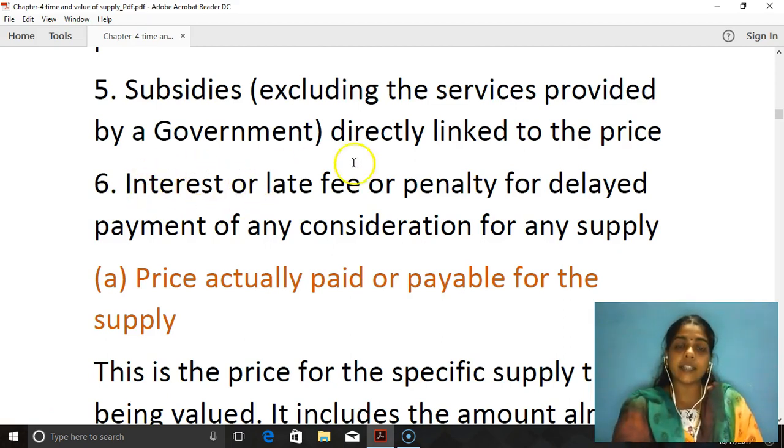Whereas the interest or late fee or penalty for delayed payment of any consideration for any supply is included. So what is that? Suppose the supplier sets a condition that if payment is made beyond a prescribed period of time, interest has to be borne by the other person. If that is the condition, that interest is included in the transaction value. So this interest is different from the interest on bank deposits.